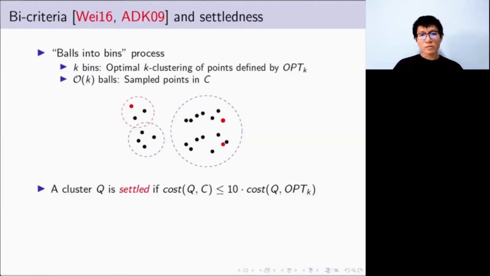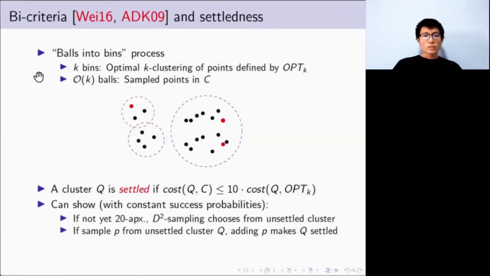So consider the diagram from earlier, where the dashed envelopes are the optimum clustering, and the red points are the current centers in C. We say that the optimum cluster Q is settled if the cost of the points in that cluster is currently at most 10 times what OPT pays for those points. So for example, in this picture, we say that maybe OPT pays less than 10 times the cost of the points in the blue clusters. So these blue clusters are not settled, they are unsettled.